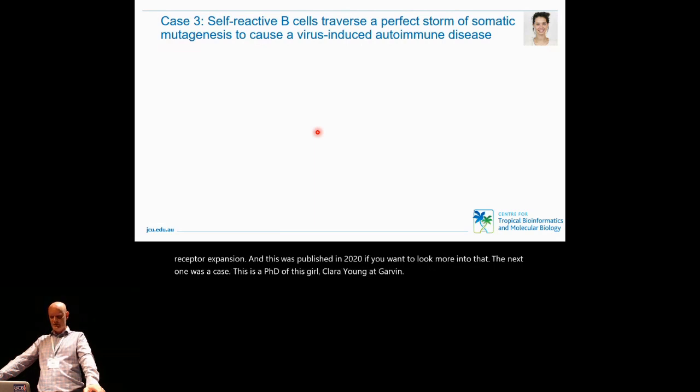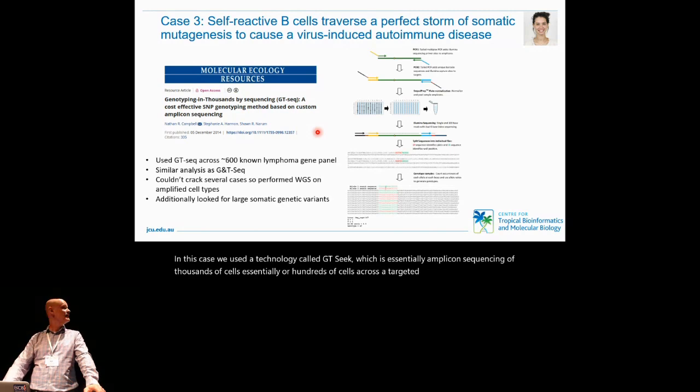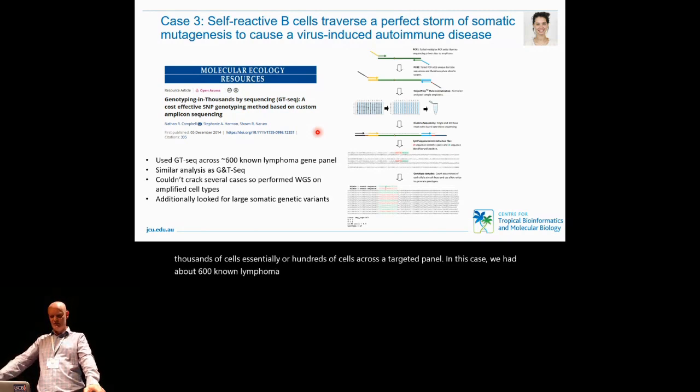In this case, it was a virus-induced autoimmune disease, and we used a technology called GT-seq, which is essentially amplicon sequencing of hundreds of cells across a targeted panel. We had about 600 known lymphoma genes that they maintained and generated panels for. And really, the analysis at the end of the day was very similar to G and T-seq.